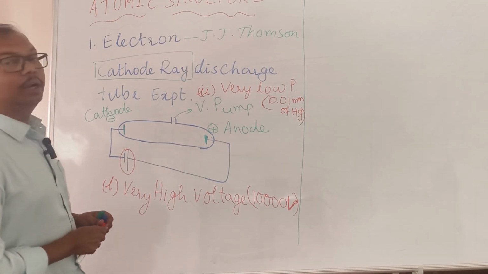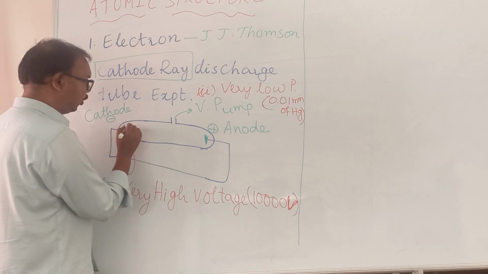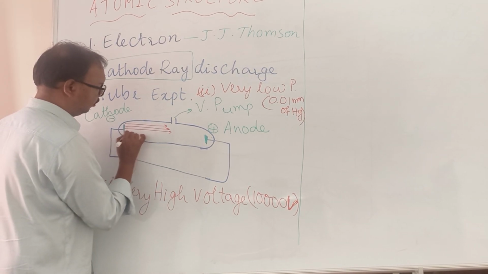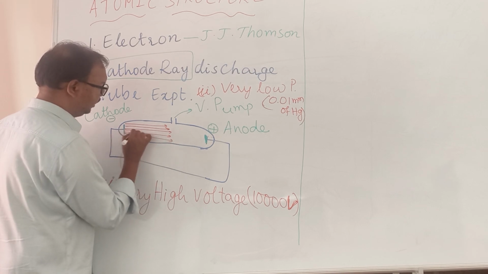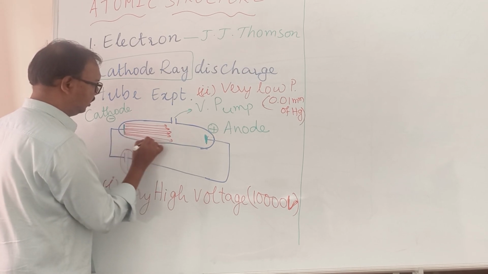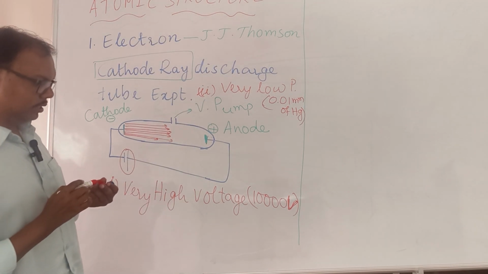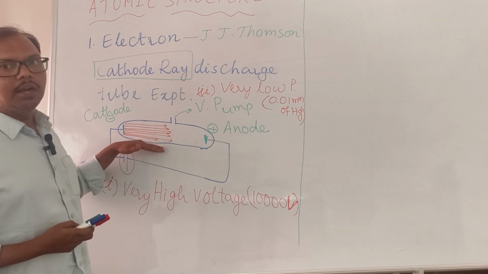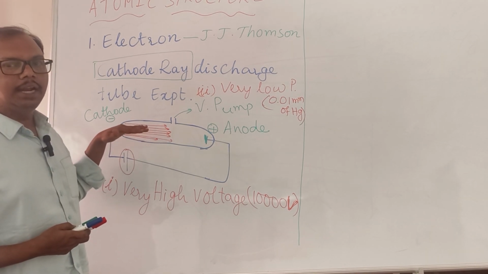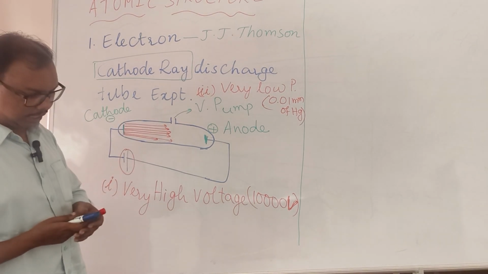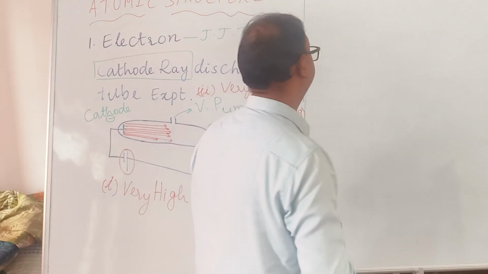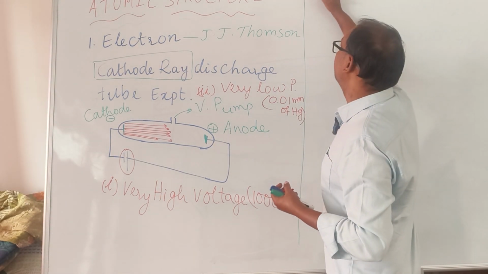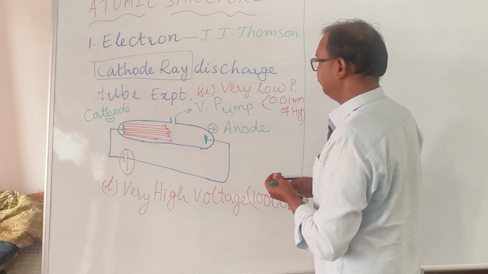Then how do the cathode rays travel? They are produced at the cathode and move towards the anode when you apply these two conditions. These rays travel in straight lines, in the absence of electric and magnetic fields. Here, the properties of cathode rays are characteristics you can observe. I am writing the first one.